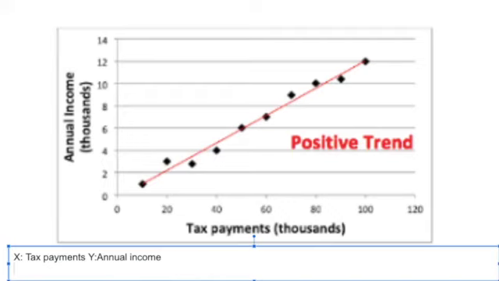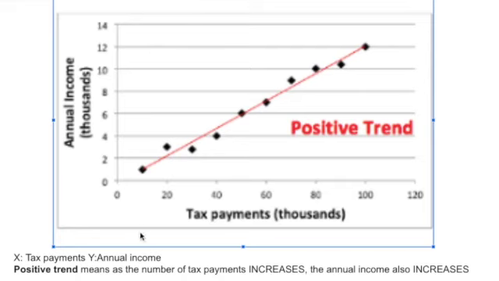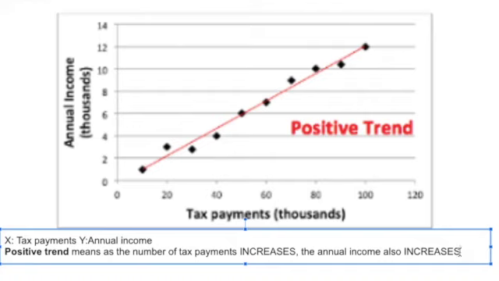So what my graph is really showing me here is there's a positive trend. So the positive trend means as the number of tax payments increases, the annual income also increases. So when you see an increase in one, you expect to see an increase in the other. So that's what our positive slope, our positive association means. An increase of one means an increase in the other.